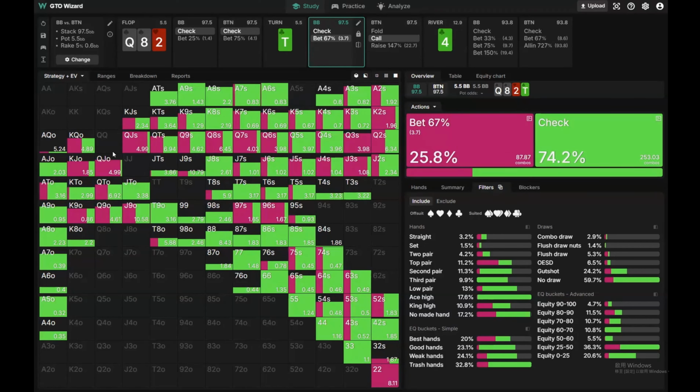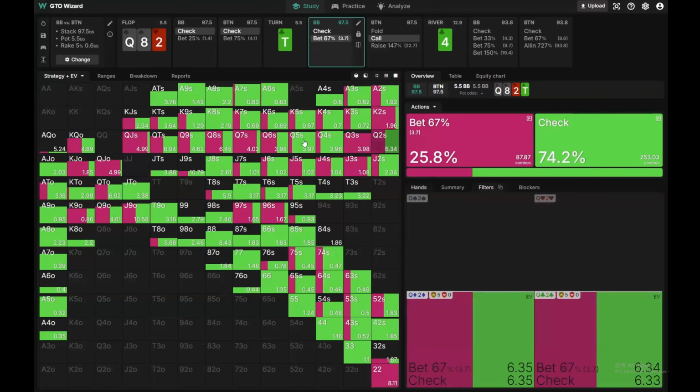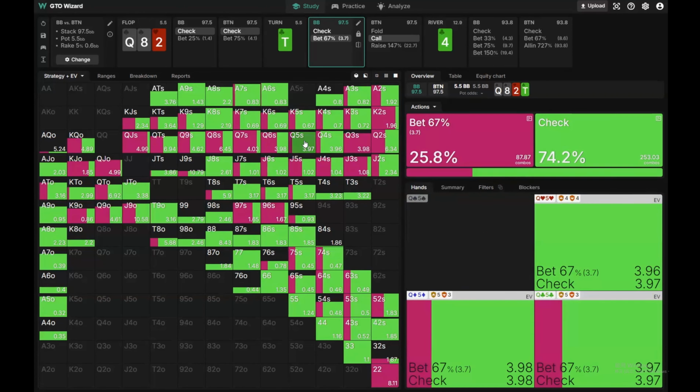It should be like, okay, what are the actual reasonable, straightforward lines that get to this amount of money? It doesn't always have to be an aggressive line. As you can see, if this hand is worth about 150%, you can check it on the turn and then bet 150 on the river.